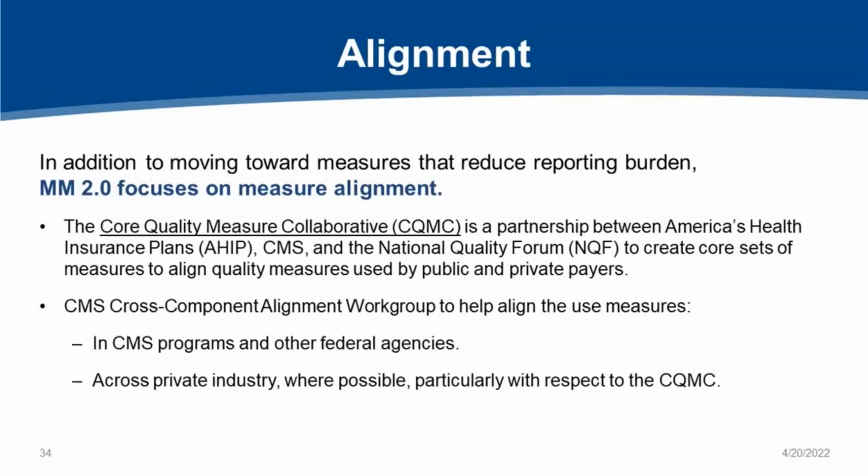Then the CMS Cross-Component Alignment Work Group is an internal work group to CMS that aims to align the use of measures first and foremost across CMS programs. However, we do really take into account the consideration of measures used by other federal agencies as well as private industry, where possible, particularly with respect to the Core Quality Measure Collaborative core sets. And similar to that group, the goal of the alignment work group is to try and reduce the number of unique measures in the CMS portfolio in favor of a more parsimonious group of measure families that represent the highest priority improvement areas that can be used across similar programs.